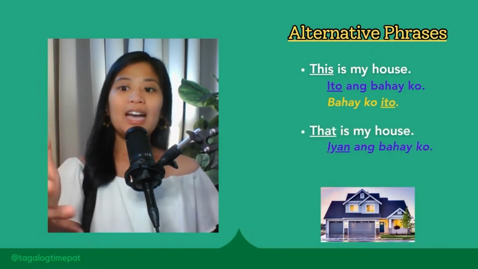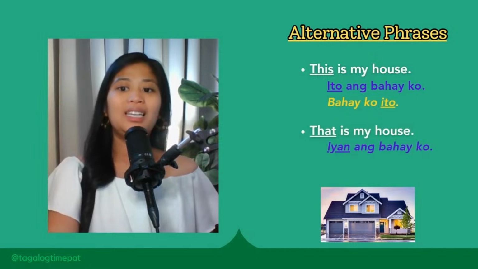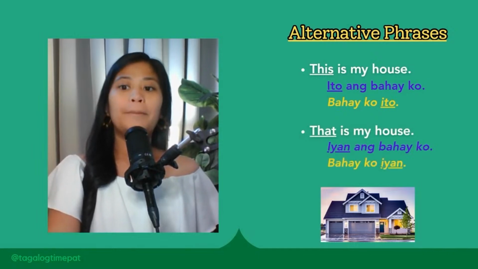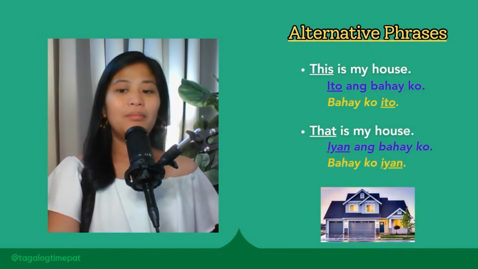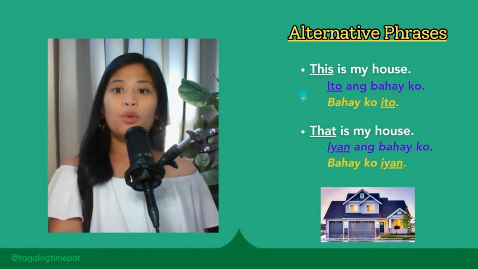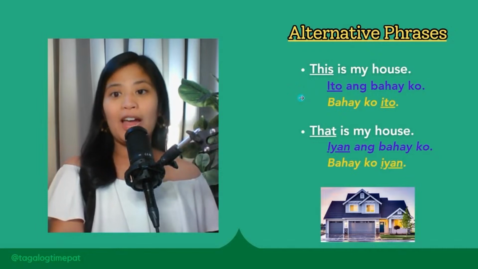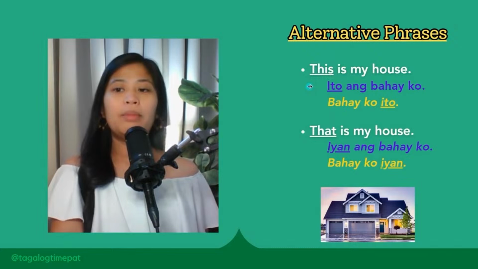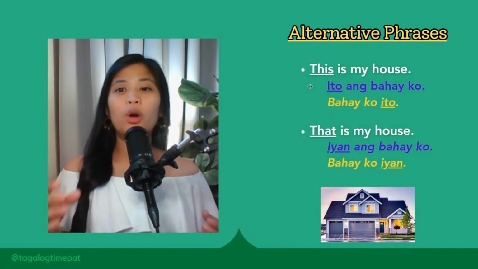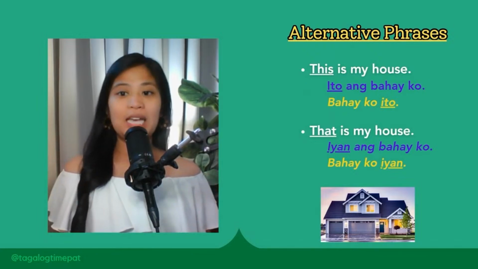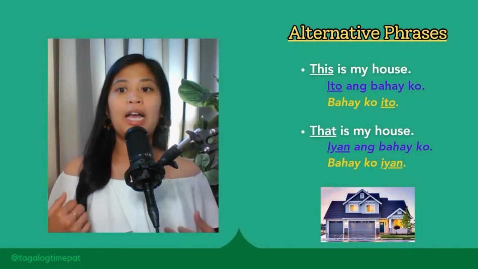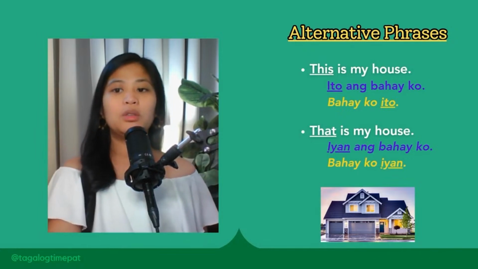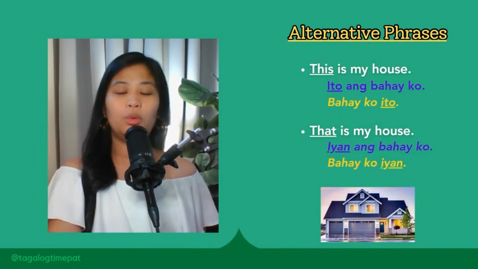Same with that is my house. We learned iyan ang bahay ko. But you could also hear bahay ko yan, bahay ko iyan. Both forms of these phrases are correct. There's not one wrong way to say it. Ito ang bahay ko might be a little bit formal, but it's said just as much as bahay ko ito. So these are the two ways you might hear the demonstrative pronoun being used with a noun.